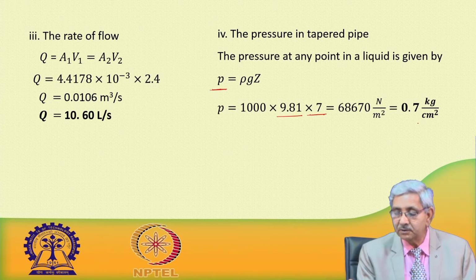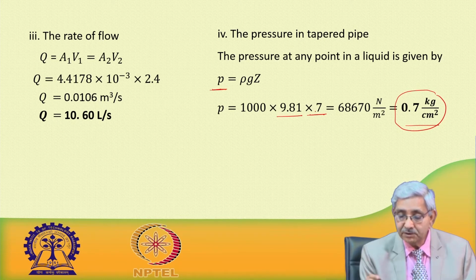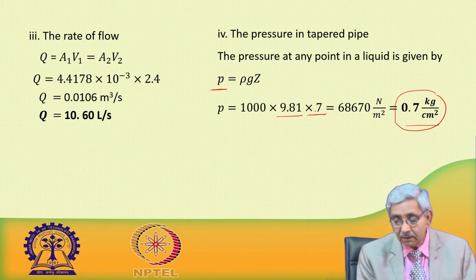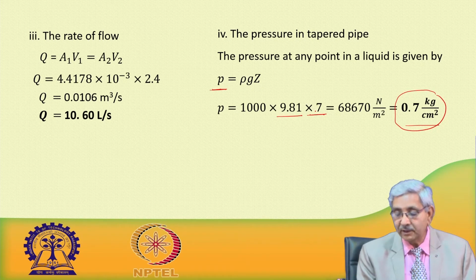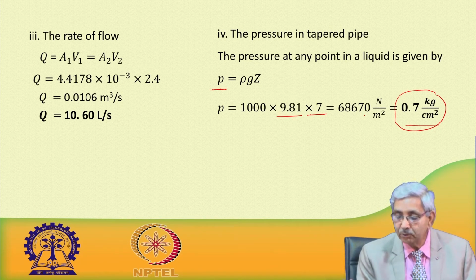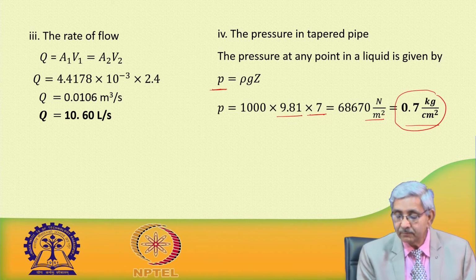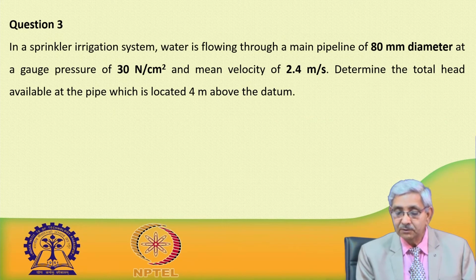So, this is the fourth part of the question which was asked, that what is the pressure. This is also simply a unit conversion. Already we were given 7 meter of water column, which is 0.7 kg per square centimeter, but how do we get 0.7 kg per square centimeter? Here we are using the appropriate unit, that is Newton per square meter, and then it can be obtained as 0.7 kg per square centimeter.